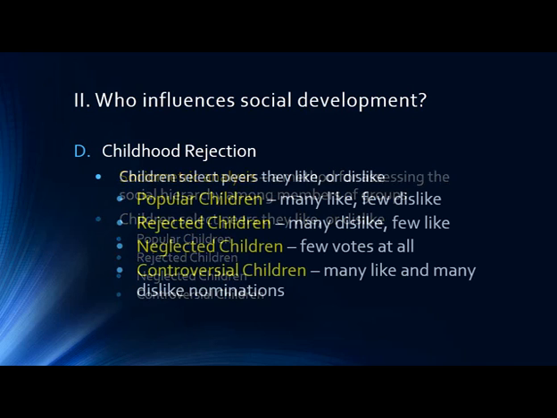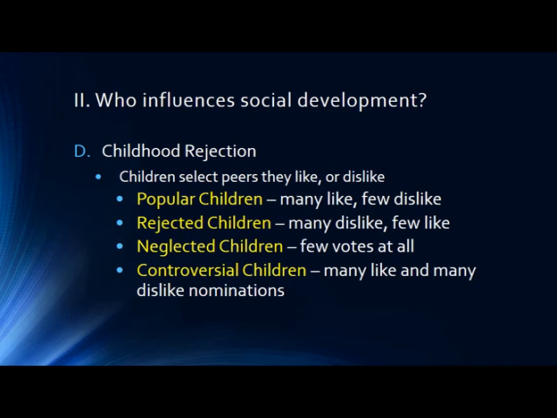Start with the popular kids. A lot of people like them, very few dislike them, which is the reason they're popular. Rejected children are the ones that a lot of people dislike and very few people like. So they're sort of rejected by the overall group.